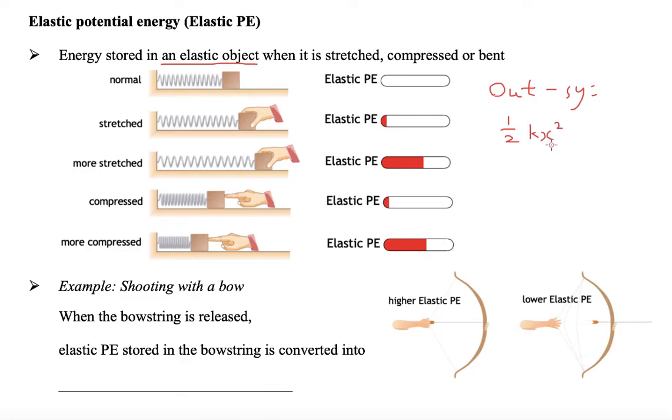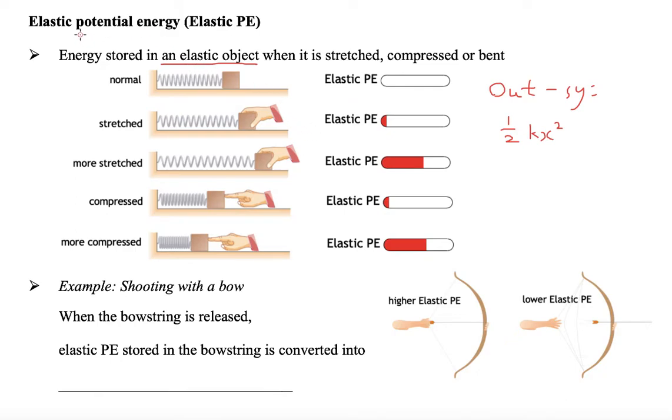So if we stretch or compress the spring with a greater distance, then x is greater, so that the whole thing, the elastic PE, would also be greater. That means that if we compress it more or stretch it more, then the elastic PE would increase, would be bigger. So I think this formula may help you understand the concept of stretching it, compressing it, and its relation with the elastic PE. If we don't stretch it, if we don't compress it, just leave the spring here, then it would not have any elastic PE.